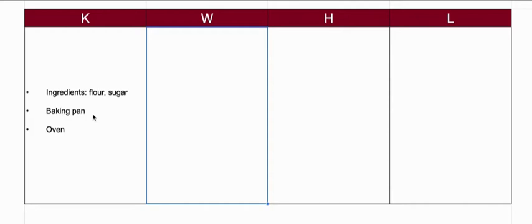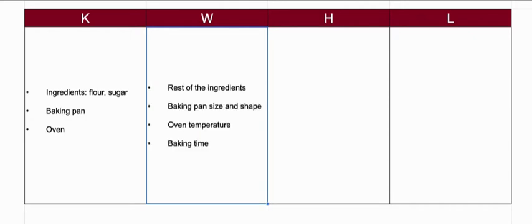This takes us to our W column, the what do we need to know? What else do we need to know in order to make a cake? So we need the rest of the ingredients, the baking pan size and shape, the oven temperature, and the baking time. So H is how can we find that information?